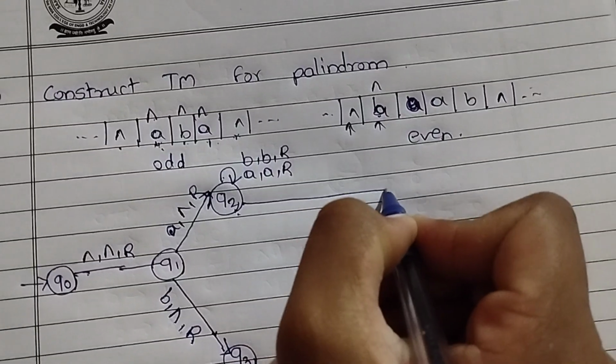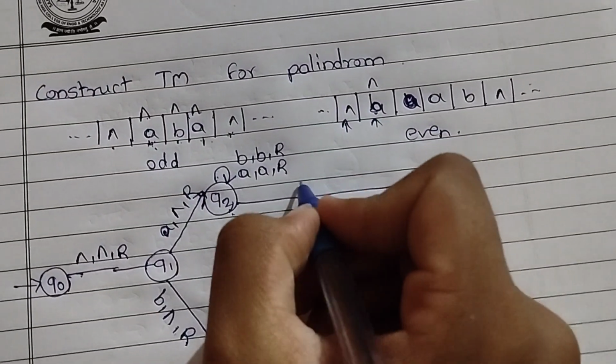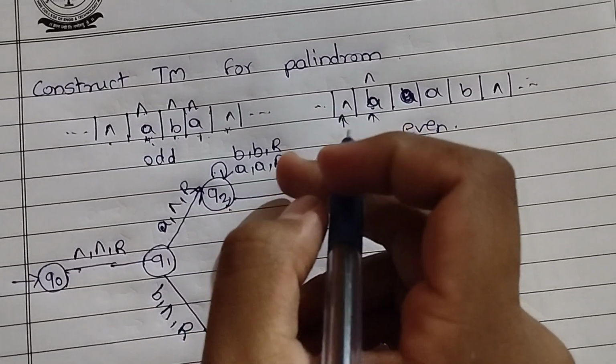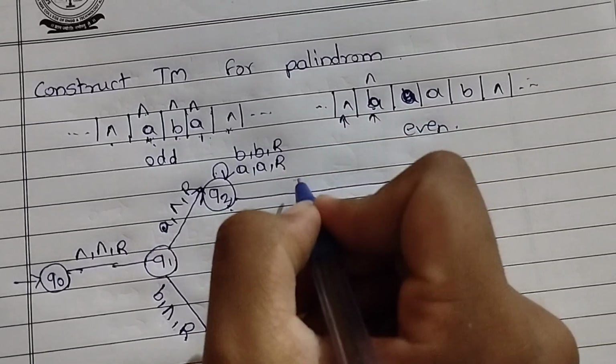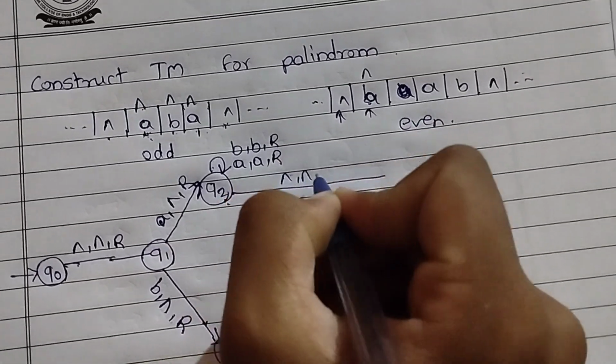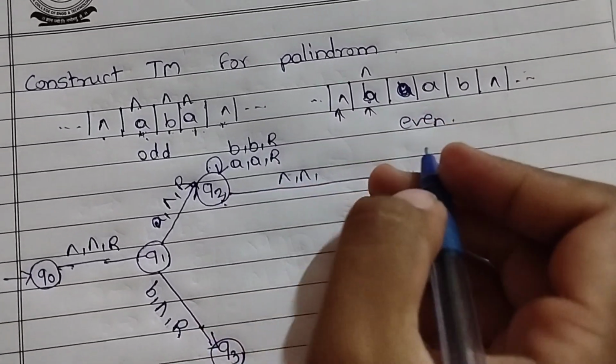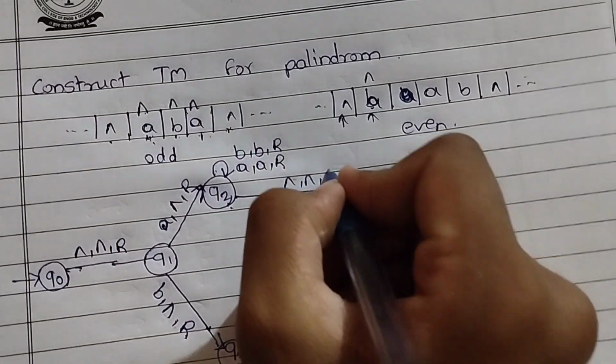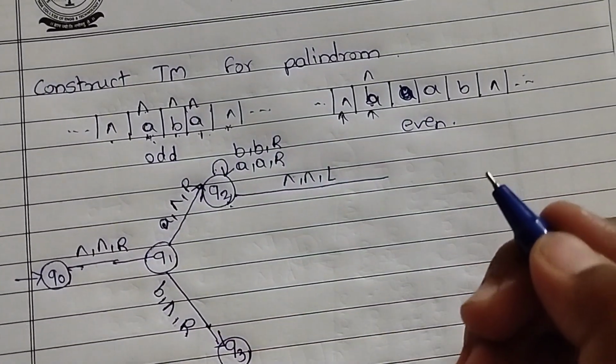So here we can say that after reaching all the right side symbols, if you read null, then keep null as it is and start to travel to the left side. So here is the left side.